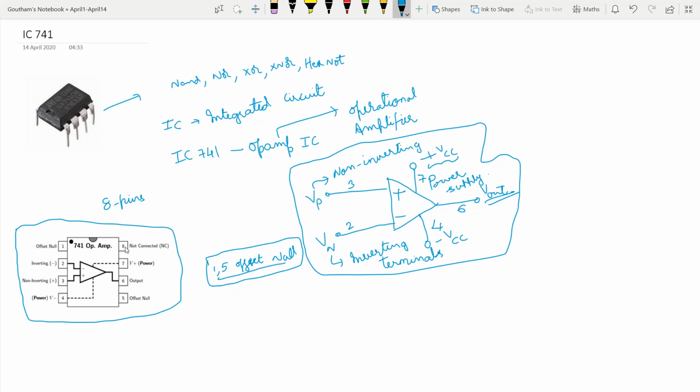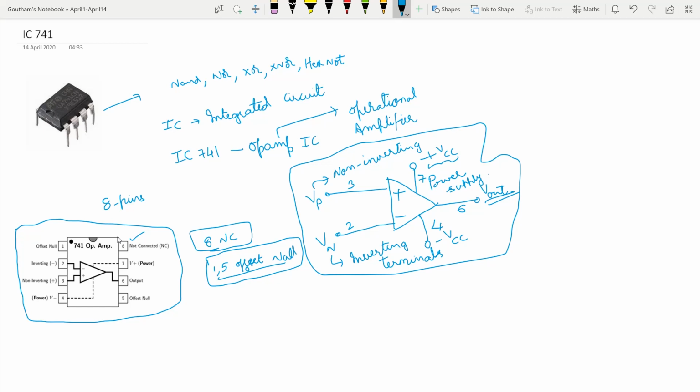And the eighth one is NC, it is an extra pin. Just to have the symmetry, we have this pin. Apart from that, it has no use. So the eighth one is NC. NC stands for not connected or no connection. Just to have a symmetric device, we have this extra pin. So that is the pin diagram of IC741.